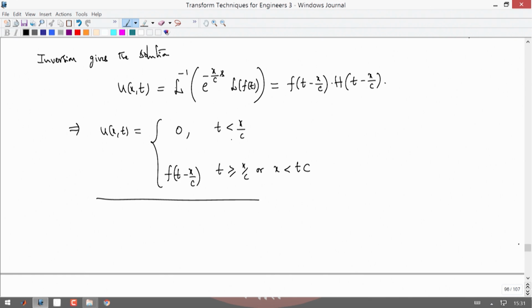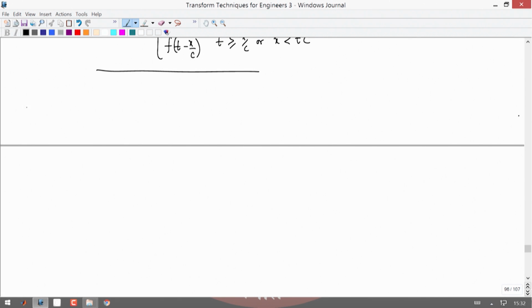So, this is how you solve a wave equation, a hyperbolic type equation, simpler equations with initial and boundary conditions. You can make use of them and use the Laplace transform to find the solution of these initial boundary value problems. Let us look at one more example of a wave equation.